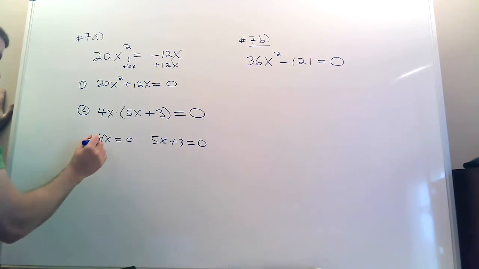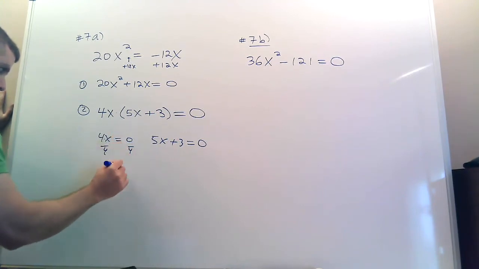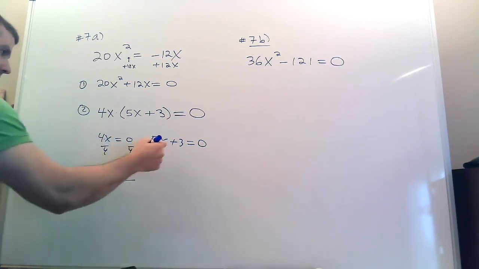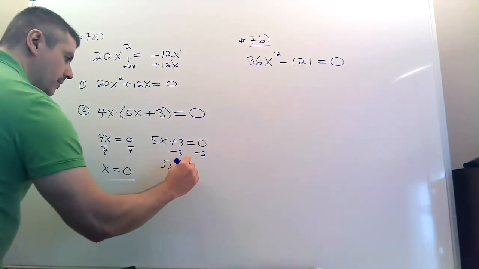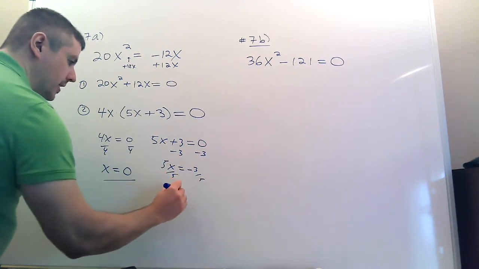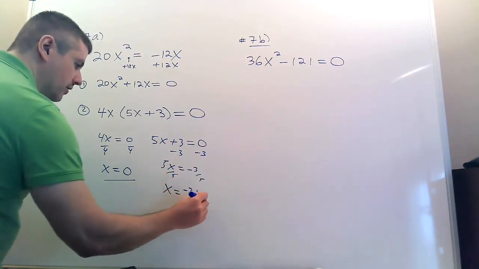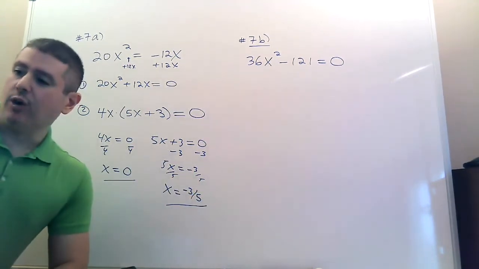Now, to solve this, this is 4 times x. You divide by 4. 0 divided by 4 is 0. Here you subtract the 3 first, and then you divide by the 5. Now, I know you're all going to show me that work, except for Kazi, who never does any of this. Or he'll do it all in his head. So those are the two answers that you get.